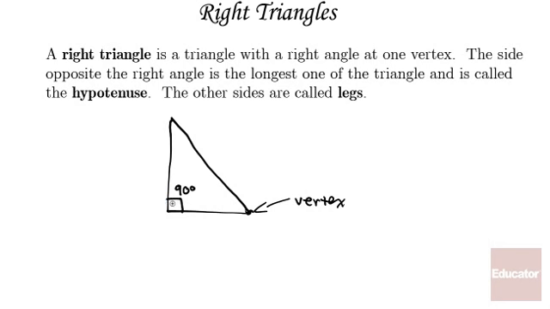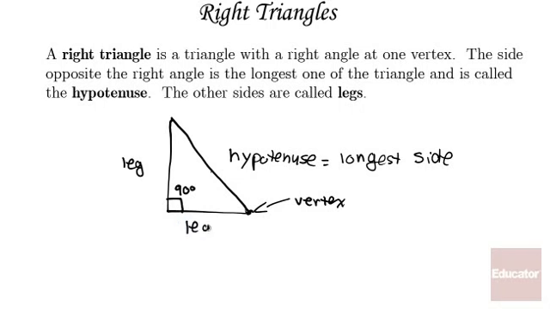The side opposite the right angle, so here's the right angle, this side here is called the hypotenuse. And it's important to remember that this is the longest side of the triangle. The other two sides are the legs. So this is one leg, and this is the other.